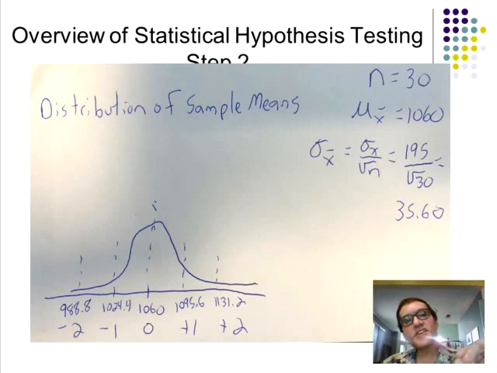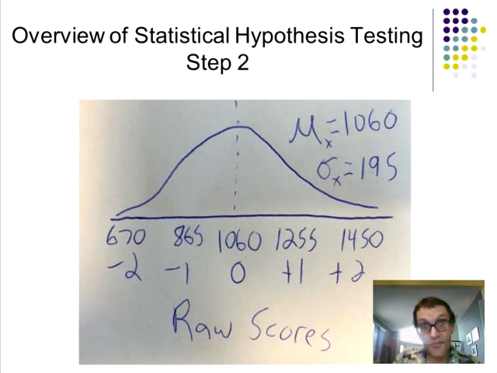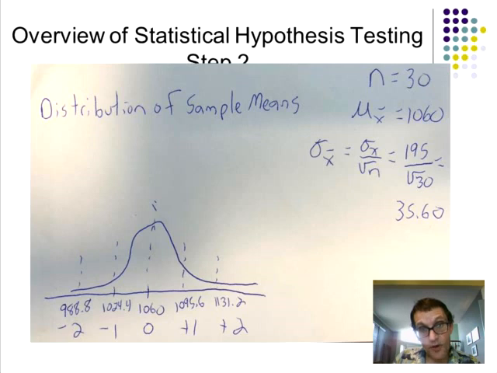And so in this distribution of sample means, we can put 1060 in the center, and then 1095.6, which is 1060 plus 35.6, and 1024.4, which is 1060 minus 35.6, right? In the same way that I can map out raw scores compared to z-scores on the raw score distribution, I can map out sample means compared to z-scores. It's the same type of distribution.